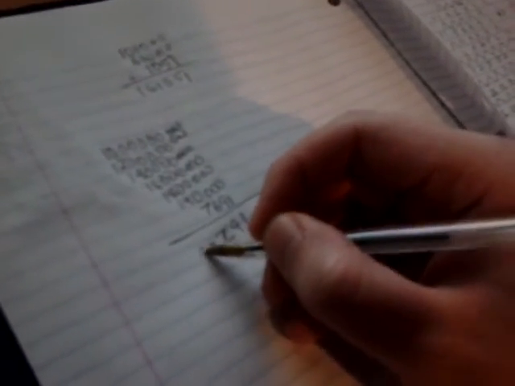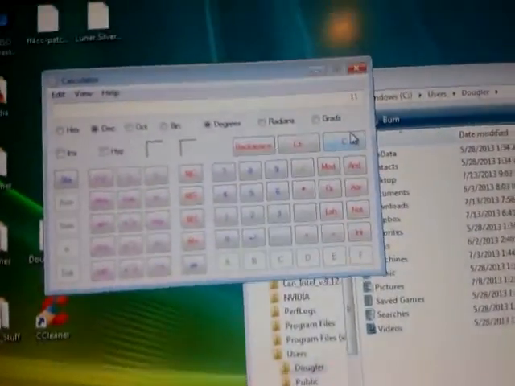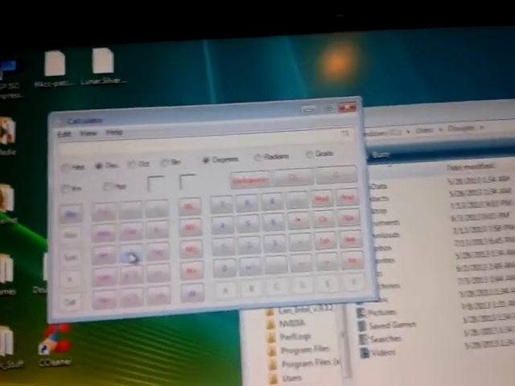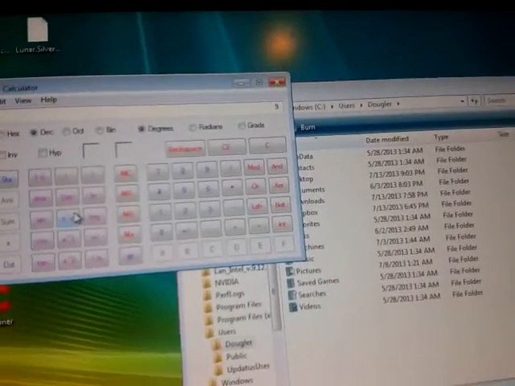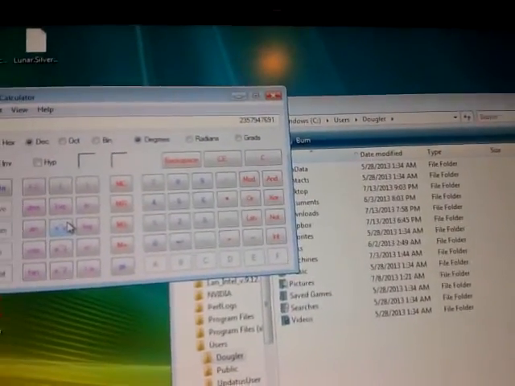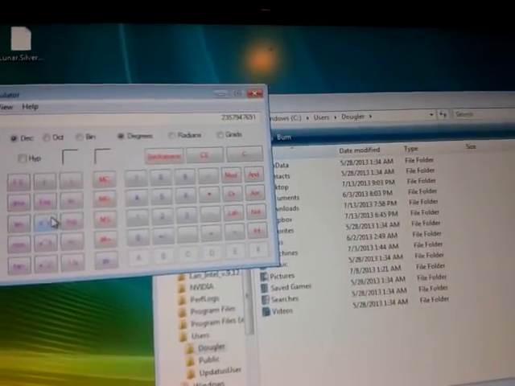Then 1, 9, 6, 7, 4, 9, 7, 5, 3, 2. So we have 2,357,947,691. And sure enough, 11 to the power of 9 is 2,357,947,691.